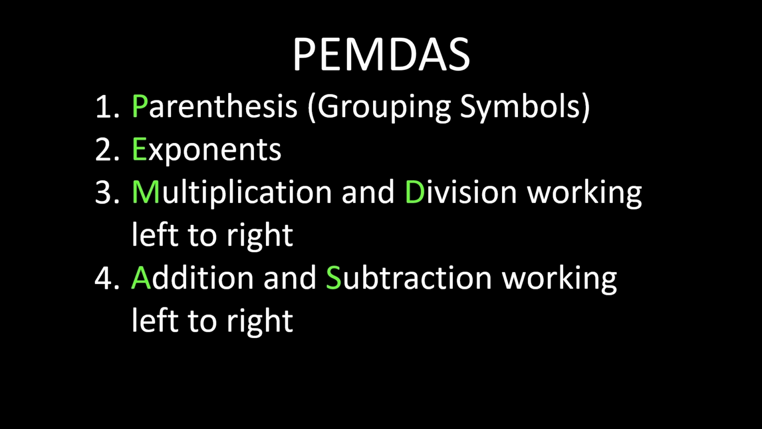P stands for parentheses, but it includes all of your grouping symbols. You solve the parts of the problem inside the grouping symbols first, following the rest of the steps in order. Then you solve exponents. You solve multiplication and division in the same step, but must start on the left and work your way to the right. The same is true for addition and subtraction. You can solve addition and subtraction in the same step, working from left to right. Let's take a look at our examples.